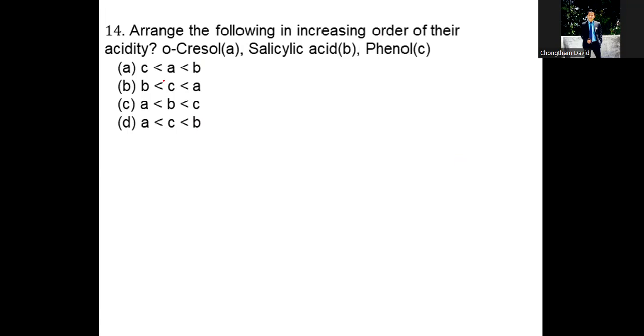Question number 14. Arrange the following in increasing order of their acidity: ortho-cresol, salicylic acid, phenol. Ortho-cresol is option A, salicylic acid is B, phenol is C. You have to remember electron releasing groups like methyl, methoxy. Let me write here.